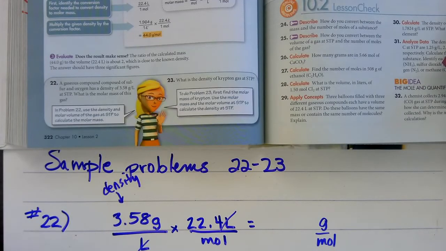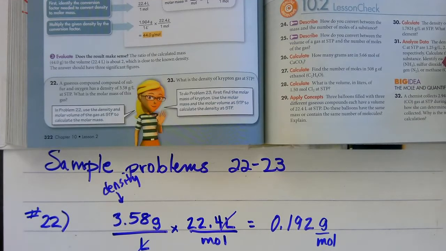3.58 times 22.4 gives us a value of 0.192 grams per mole for this substance. Now the calculator answer, we check our sig figs, 3 here, 3 here. So keeping these 3 sig figs is correct.